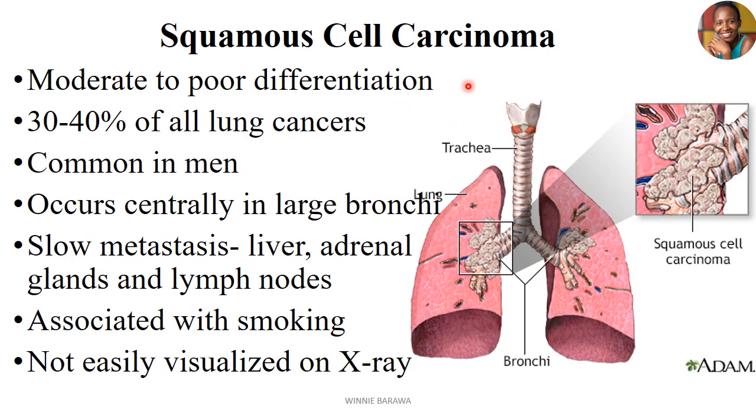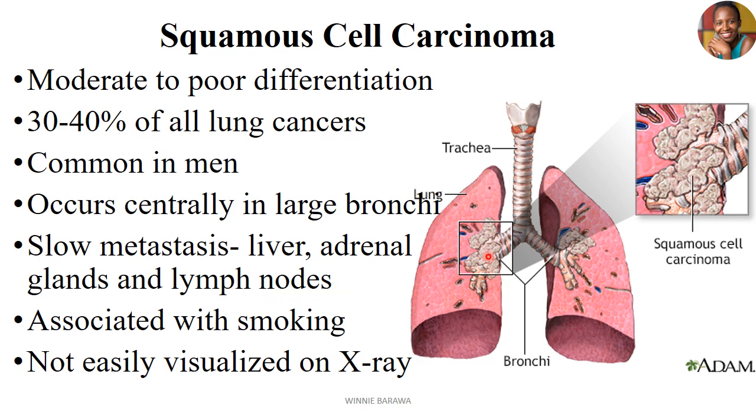So let's start with the squamous cell carcinomas in description. So squamous cell carcinoma is said to have moderate to poor differentiation, meaning the characteristics of the cancer cells are not as easily specialized compared to the other cancers, and it accounts for 30 to 40% of all lung cancer. It basically tells you it's like the majority of lung cancers in terms of prevalence. It's very common in men compared to women. It occurs centrally in the large bronchus and then metastasizes slowly, meaning it metastasizes slowly but goes into the liver, it can spread to the adrenal glands, and it can spread to the lymph nodes.